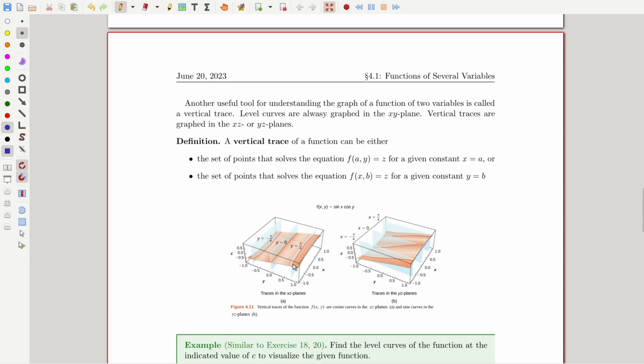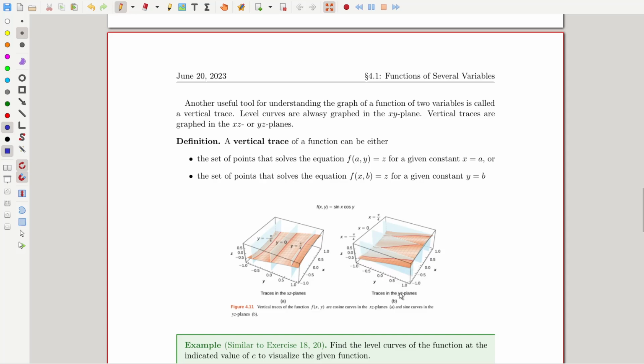YZ plane. Is that the YZ plane? Hmm. Y is a constant. No, so it should be the XZ plane. Yeah, okay, XZ plane. Right. And if you set x to be a constant, then you end up with these slices. And so you are parallel to the YZ plane.